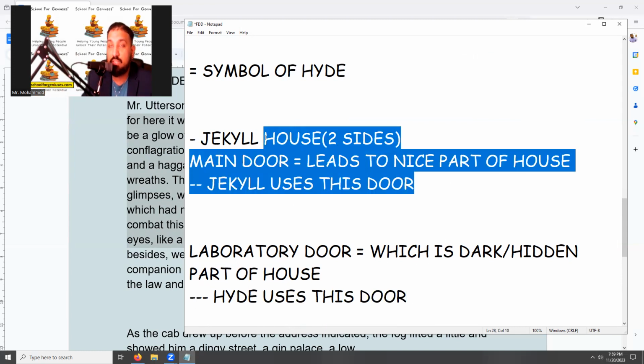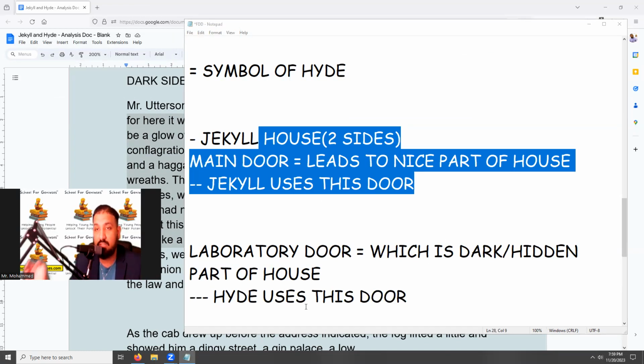So Jekyll uses the nice door. I can't remember if it's at the front of the house, but anyway, it leads to the nice part of the house, the part with the nice fire and the nicely decorated room and everything. So he uses that door, he gets to that part. When he invites guests over, they use that door too. Hyde, on the other hand, uses the other door, the back door, the hidden entrance, the dark one.